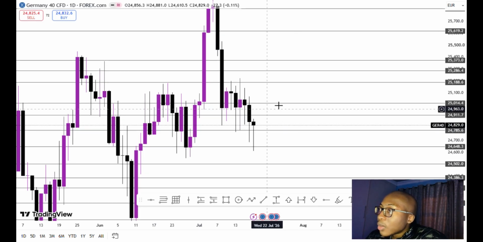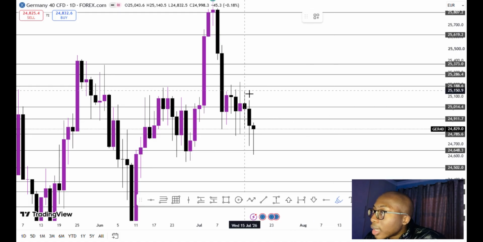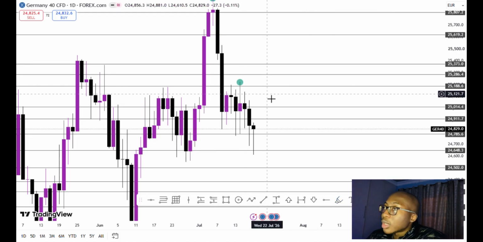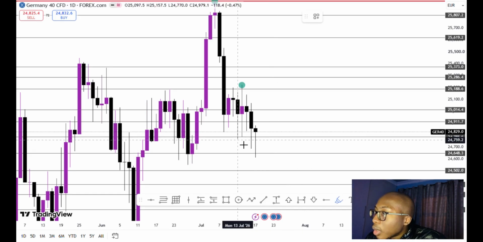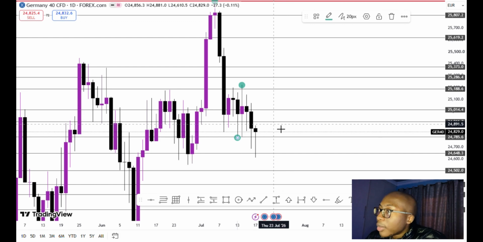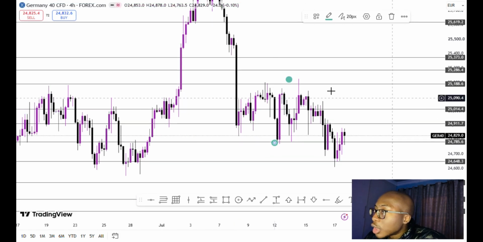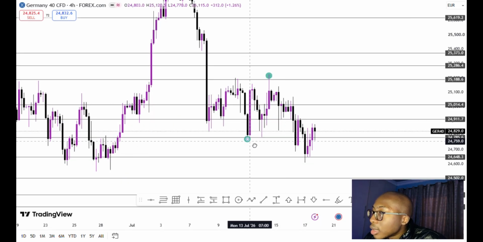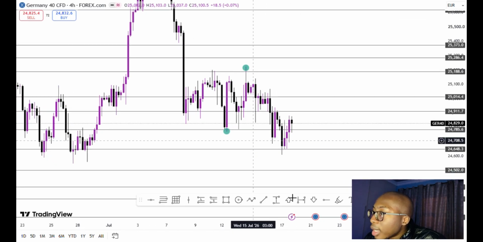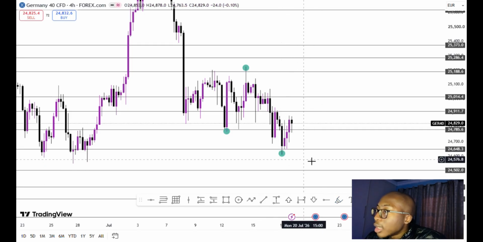So in this case, what I'm actually seeing here, I'm seeing nothing, but I'm only seeing one thing. I'm seeing this high here. This is the only high that I'm currently spotting on my daily chart, and this low here is the only low that I'm spotting. But let's go to the 4 hour and confirm. If you check here, I was right. This is the high, and this is the low that I'm seeing here.